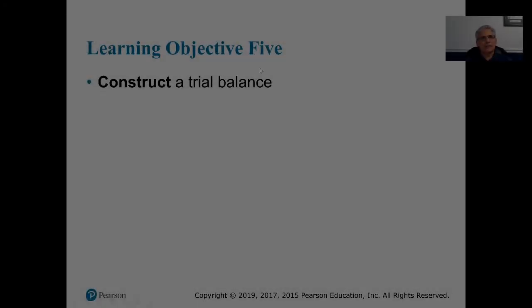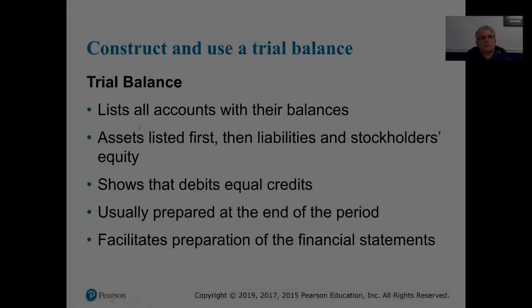Learning objective number 5, construct a trial balance. The trial balance is simply a listing of all the accounts with their balances. So it's like a summary page, because if you think about it, your ledger has all of these pages. Each page is dedicated to an account. And if you have a ton of transactions, then it may be more than just one page. It could go on a number of pages, right?